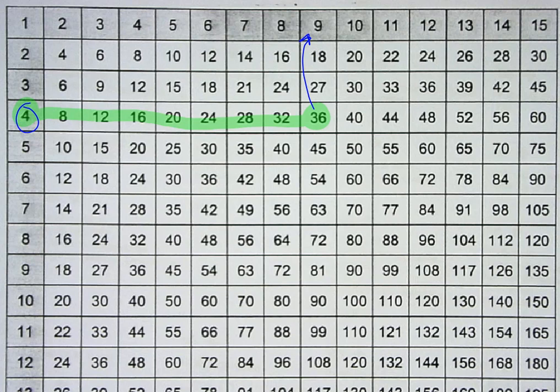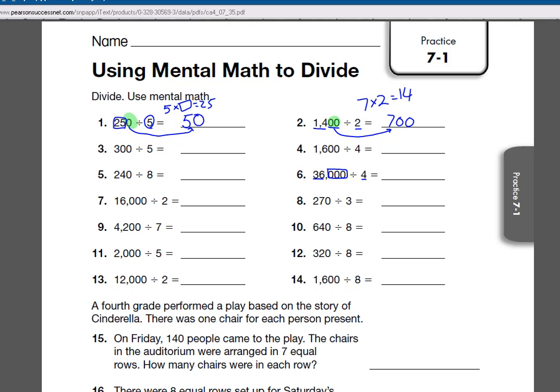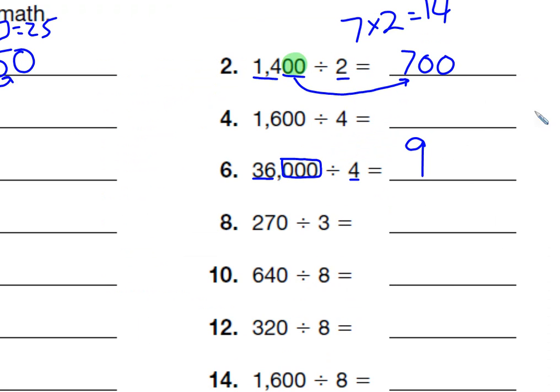Okay, so if we go back to our page now, 36 divided by 4 equals 9. And that's because 9 times 4 equals 36. But remember, we've got these 3 zeros that we kind of ignored at the beginning. So they are still part of the problem. It wasn't 36 divided by 4, it was 36,000. So we have to make sure and bring those 3 zeros back into the problem, and our answer is 9,000.